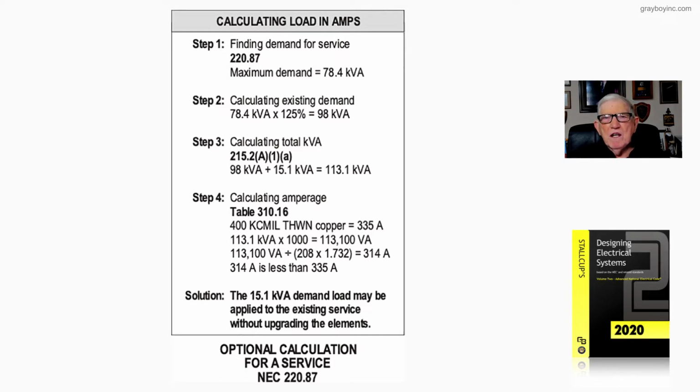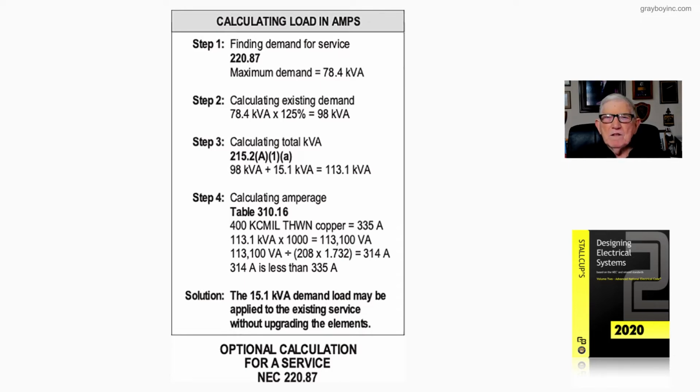We come up with 78.4 kVA. Step 2, we are told to take 125% of 78.4 and that gives us 98 kVA. Now that is what we have read with the demand meter on the existing service, or the utility has given this demand load. Now we will apply the load of 15.1 kVA to that calculated 98 kVA in step 2, and we come up with 113.1 kVA.